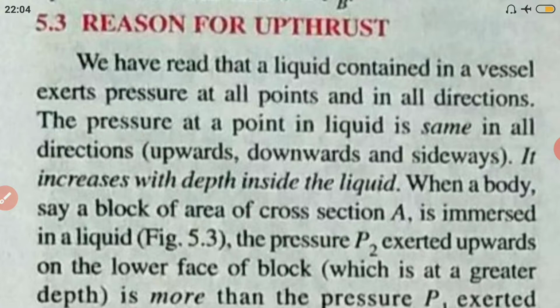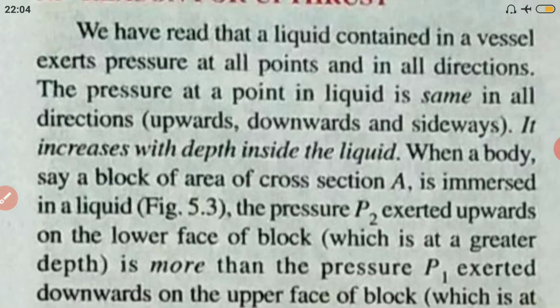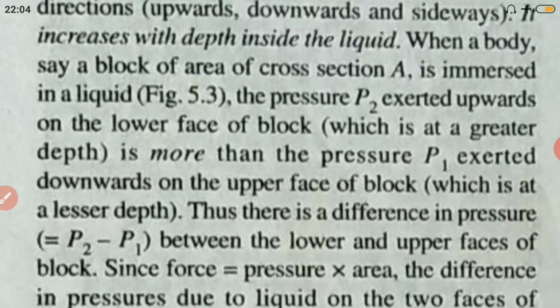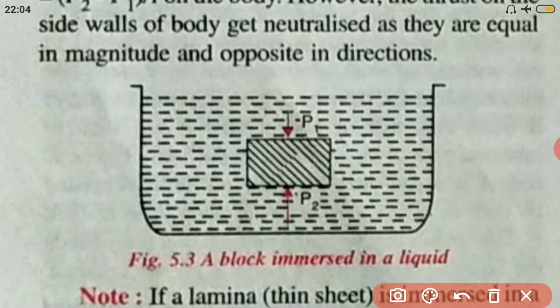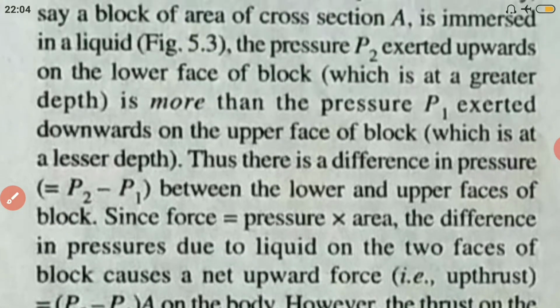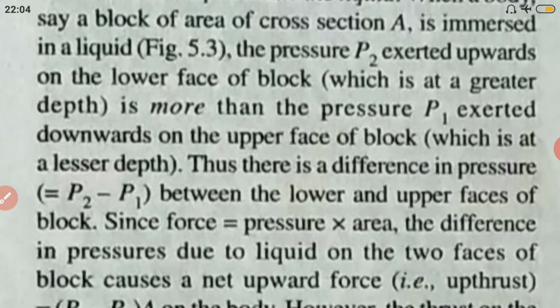So when a body, say a block of area of cross section A, is immersed in a liquid as shown in figure 5.3 right here, the liquid will exert pressure from all the sides. That's what the liquid pressure says. And as this object goes down, the pressure exerted by the liquid on the object will be more and more. Now let us try to understand how this is related to the upthrust.